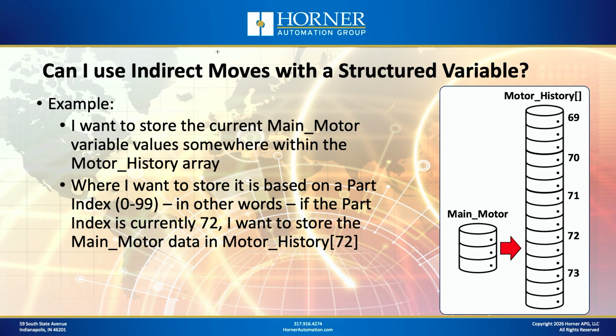And where we want to store them depends on a part index. So if we're running part number 72, that part index directly correlates to the offset within the motor history array where we want to store that data. But we're not just storing one word of data or one total variable of data, we're storing 12 words of data, through 7 different variables. So how would we create an indirect move that accomplishes what I have there on the screen?